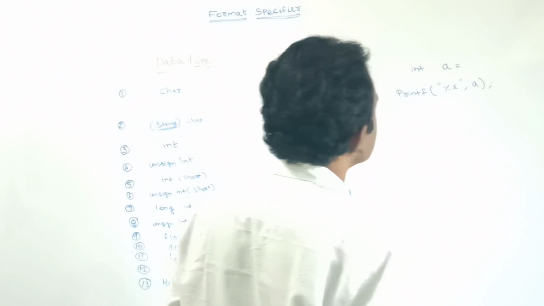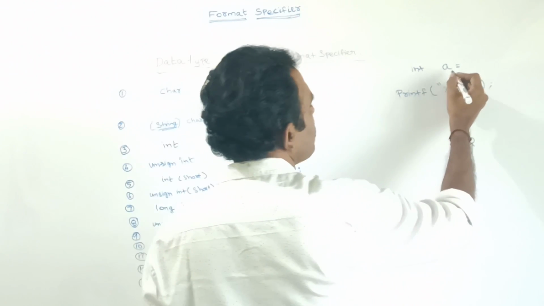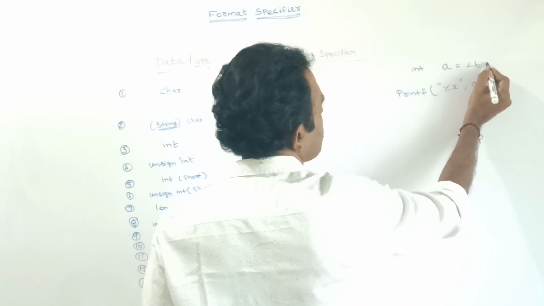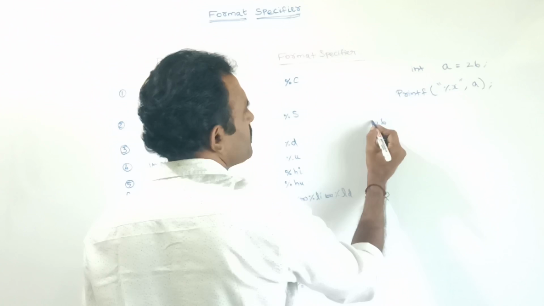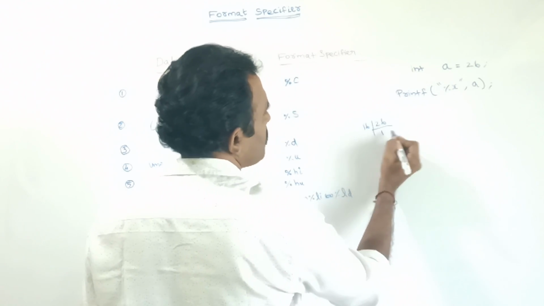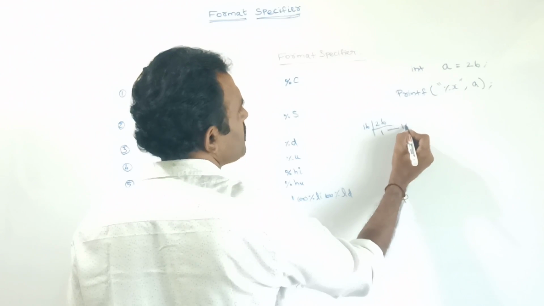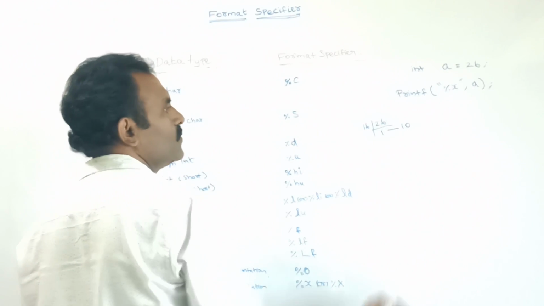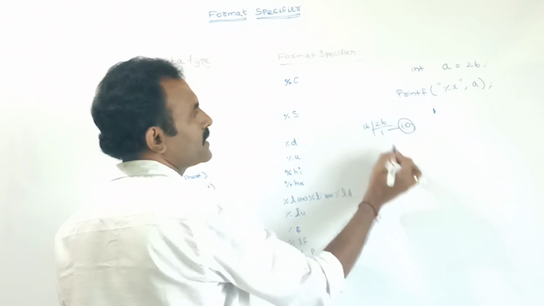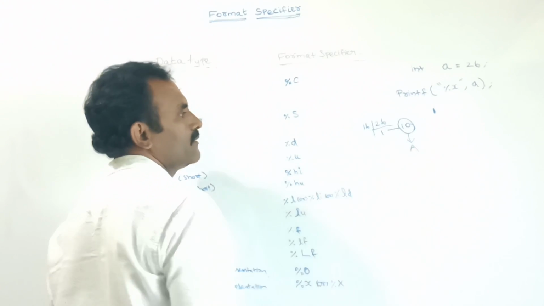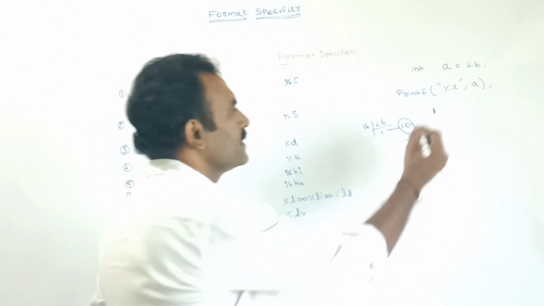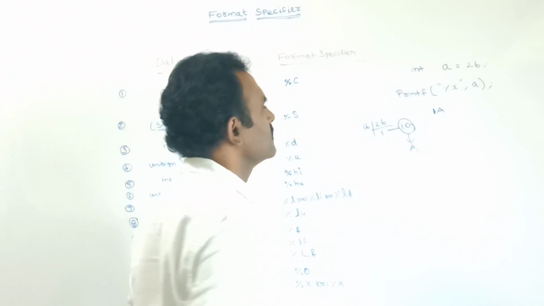Here suppose I am giving a value 26. If we divide 26 by 16, 16 ones are 16, and the remaining value is 10. So the output will be 1 and this 10 is represented by the letter A, as I have told you. It won't display the 10. Instead of 10, it will display the letter A.